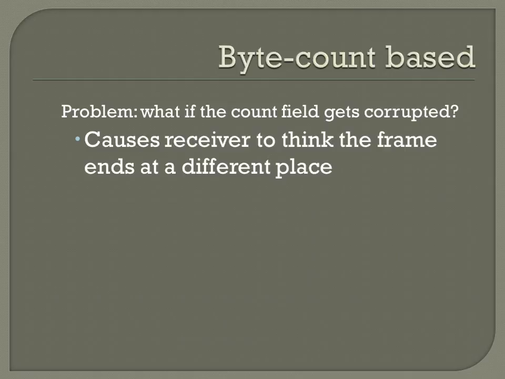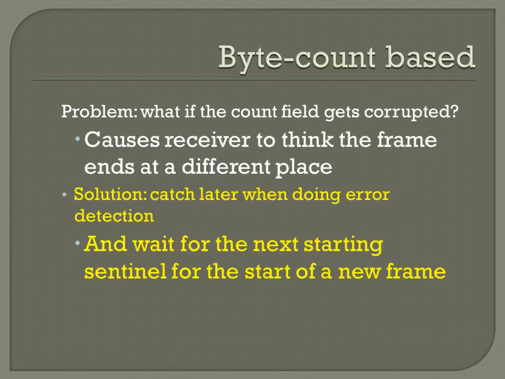If this count field gets corrupted, it will cause the receiver to think that the frame is ending at a different place. So what do we do in this case? What is the solution for this? The solution is that this has to be handled by means of some error detection technique. There will be an error detection field in your frame, and using this field you'll be able to identify that some error has occurred in this particular frame of data, so you will discard that frame and wait for some synchronization that will be used to identify the next frame. So you will require some kind of synchronization between these frames that are being transmitted.